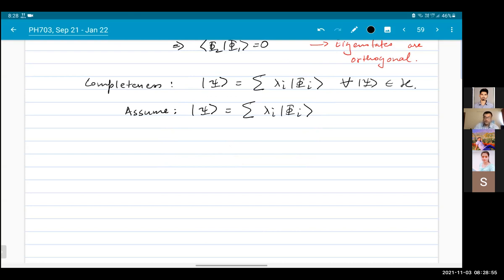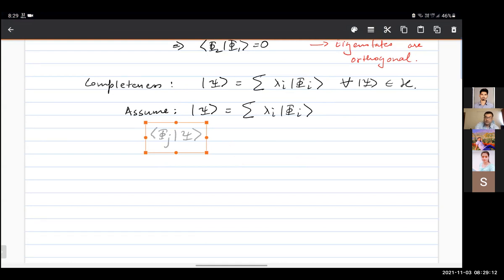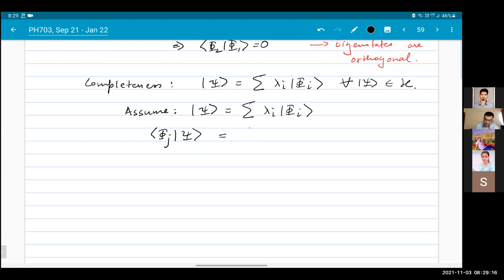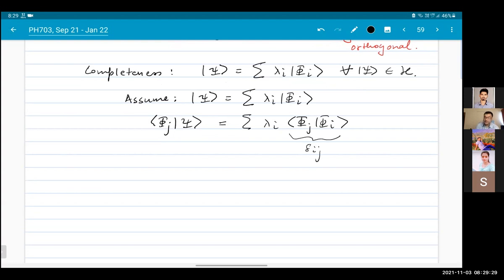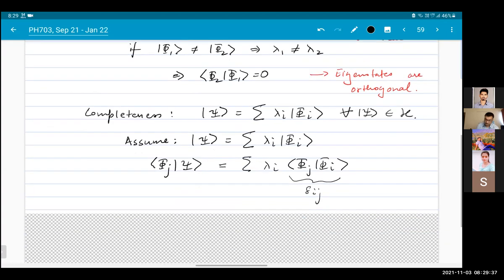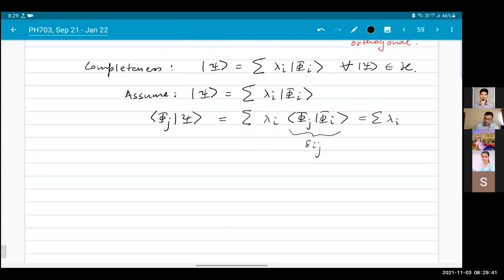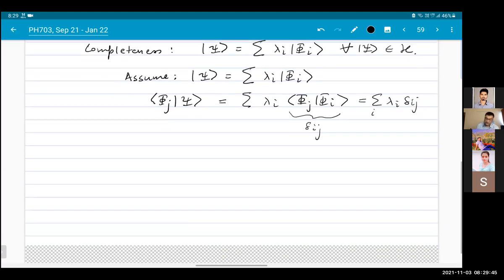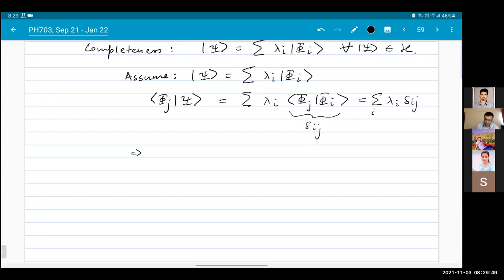Now, let us take phi j and contract both sides of the expression on the left with phi j. On the left, I get the inner product of phi j with psi. On the right, I get the summation of lambda i, phi j phi i. What is this quantity? It's delta ij, because that's what we have just proven: that if phi 1 is not equal to phi 2, then the inner product is 0. So we can write this as lambda i, delta ij, and there's a sum over i. If you take the sum over i, you will be left with lambda j. So phi j psi is equal to lambda j.